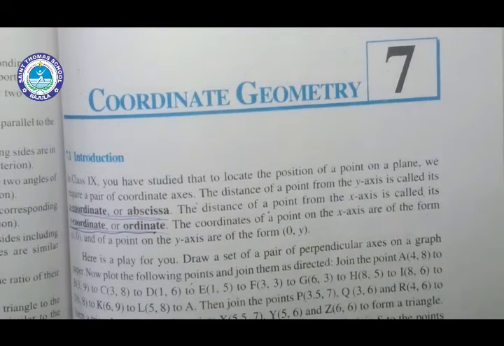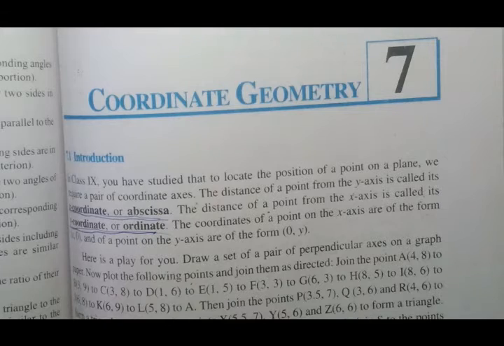Hello students, welcome to the class of Mathematics Standard 10, Chapter number 7, Coordinate Geometry. For this, first we revise our Standard 9th. You studied that to locate the position of a point on a plane, we require a pair of coordinate axes. The distance of a point from the y-axis is called its x-coordinate. The distance of a point from the x-axis is called its y-coordinate.